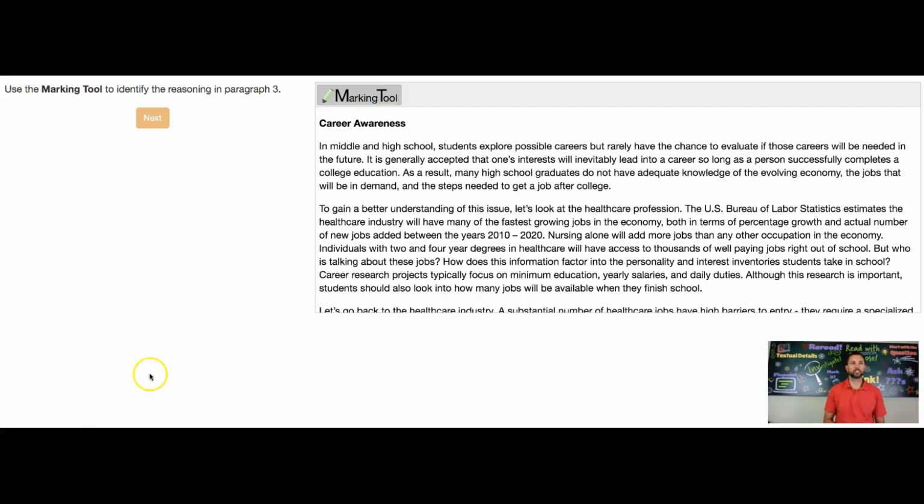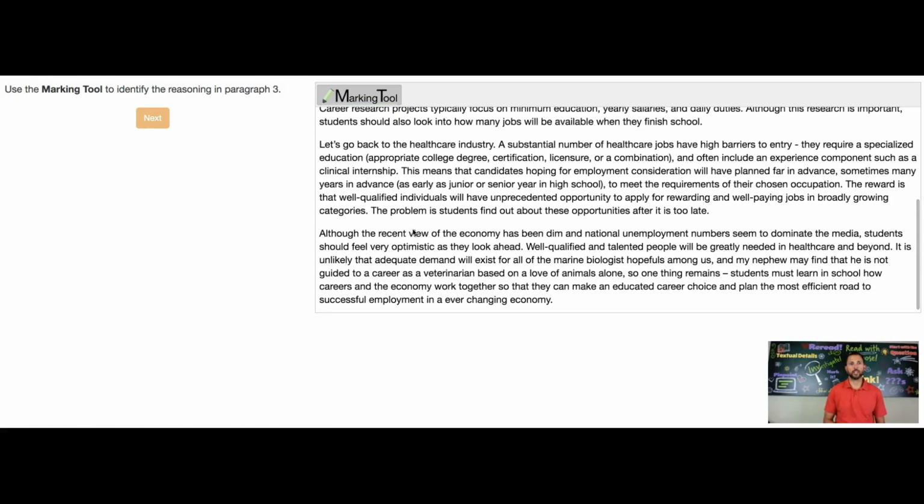Mr. Lemaster here. Let's start with the question. Use the marking tool to identify the reasoning in paragraph 3. Okay, so this one, reasoning in paragraph 3, we can go ahead and scroll to paragraph 3, and it starts with, "Let's go back to the healthcare industry." All right, the question asks us to use the marking tool to identify the reasoning in paragraph 3.